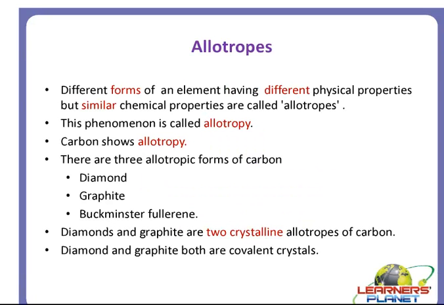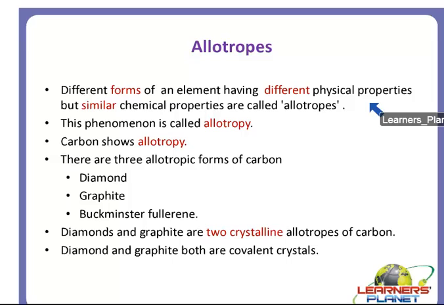Now here children, what are allotropes? Do you have any idea what allotropes are? Allotropes are different forms of an element having different physical properties but similar chemical properties.